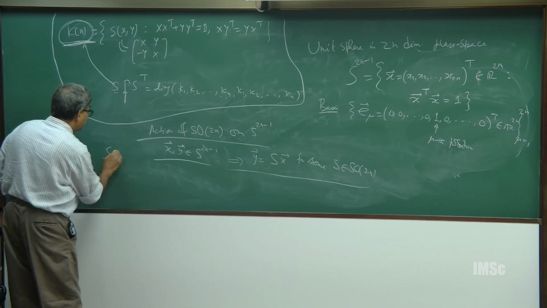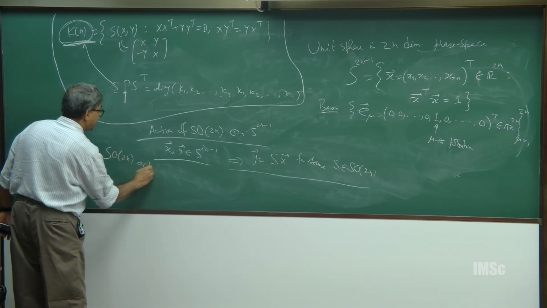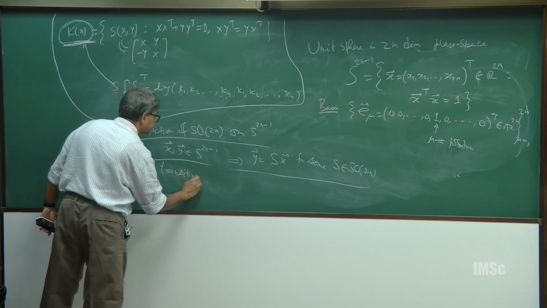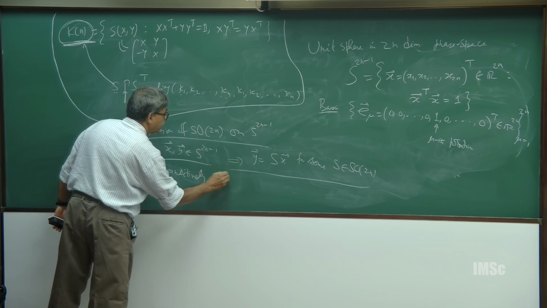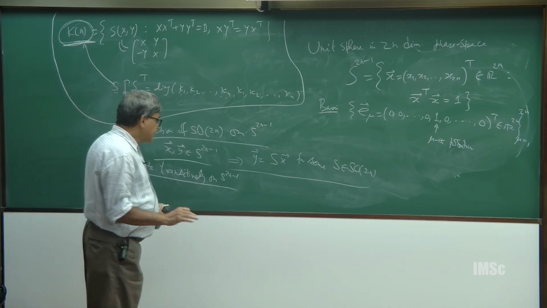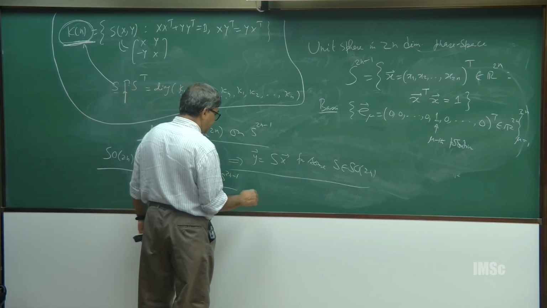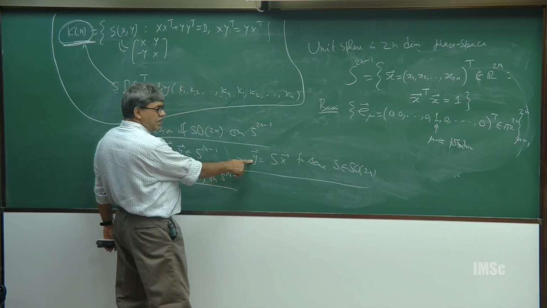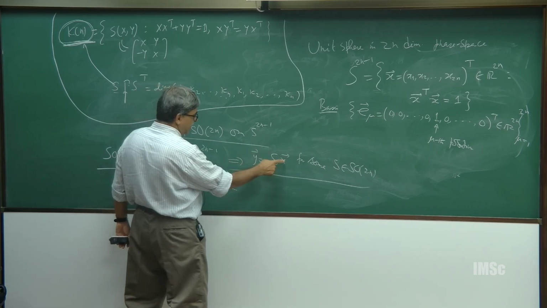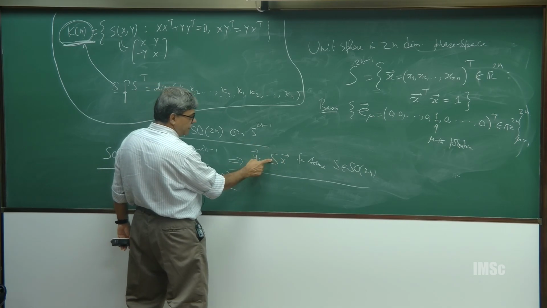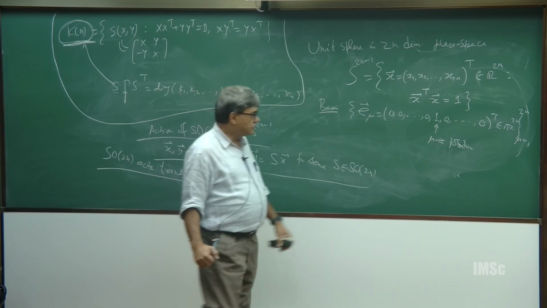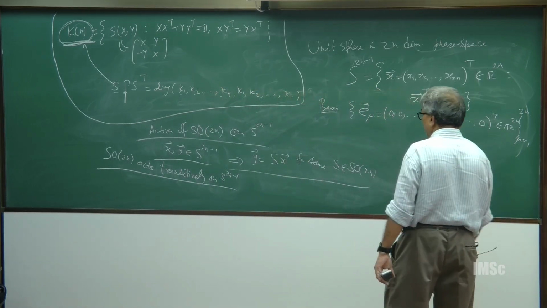This is what we call a transitive action. So, SO(2n) acts transitively on S^(2n-1). Transitive in the sense that I take any two points, let us say x and y, then I can get an element of SO(2n) which will bring x into y, and this is unique. So, this is a transitive action.